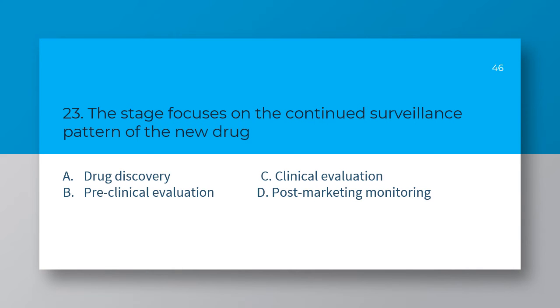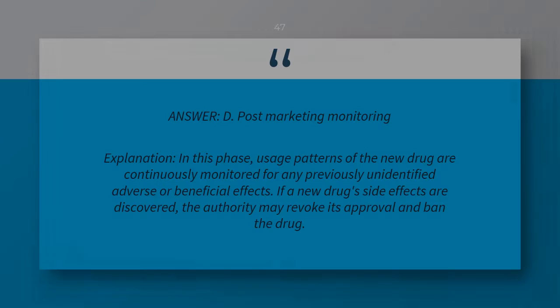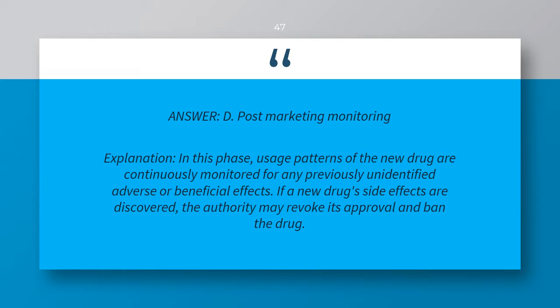Number 23. The stage focuses on the continued surveillance pattern of the new drug. Answer is D. Post-marketing monitoring. In this phase, usage patterns of the new drug are continuously monitored for any previously unidentified adverse or beneficial effects. If a new drug's side effects are discovered, the authority may revoke its approval and ban the drug.